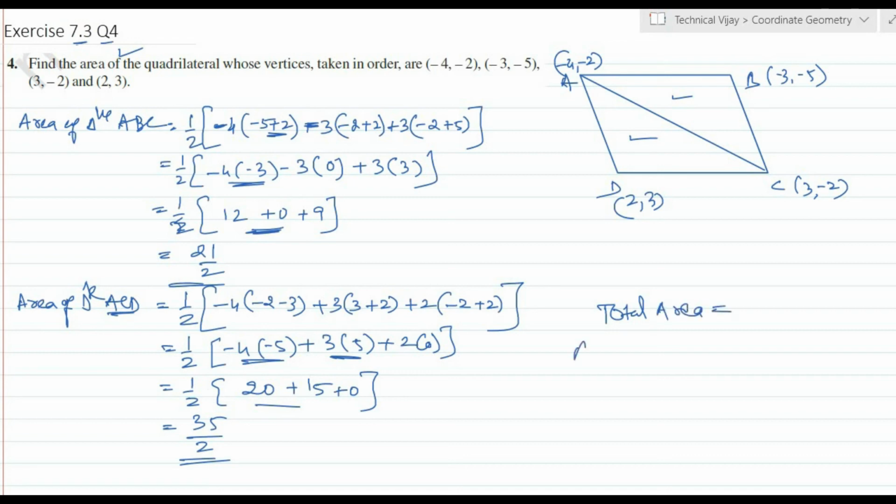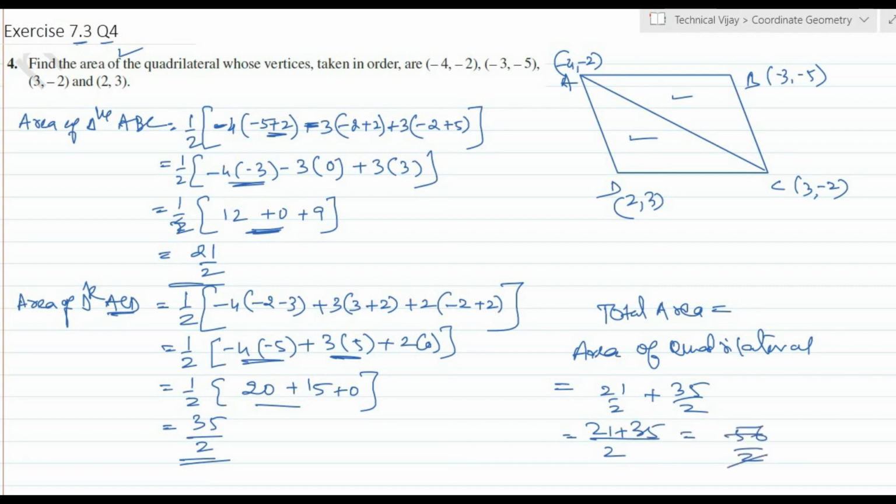Total area is equal to the area of the quadrilateral. This is equal to 21 divided by 2 plus 35 divided by 2, which is equal to, taking LCM 2, 21 plus 35, which is equal to 56 divided by 2, so 2 8s are 56. So this is equal to 28 square units. Okay.